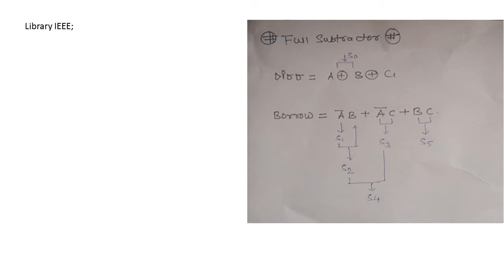In that case, the very first step is defining the library element, which is library IEEE. Then we'll use it, so I write the statement use IEEE.std_logic_1164. This is a package, and from it we have to use all the functions and components, so I write the statement .all.